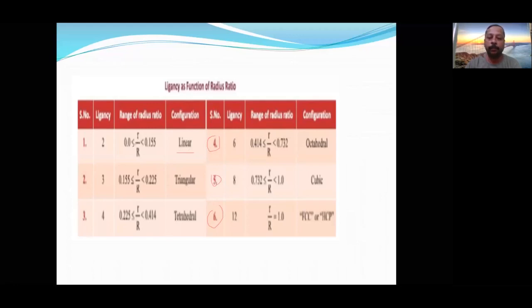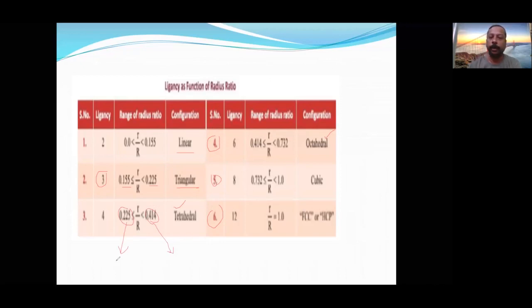Its value lies between 0 to 0.155. Second is triangular void, from 0.155 to 0.225, coordination number is 3. And very important and most frequently asked are these two, tetrahedral and octahedral voids. For the tetrahedral void radius ratio, the very important value is 0.225. When you will use 0.414, that is what most of the people are getting doubt about.